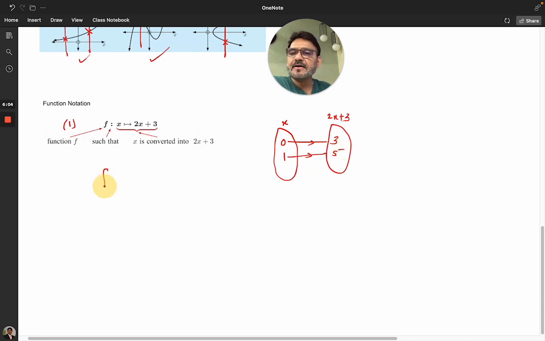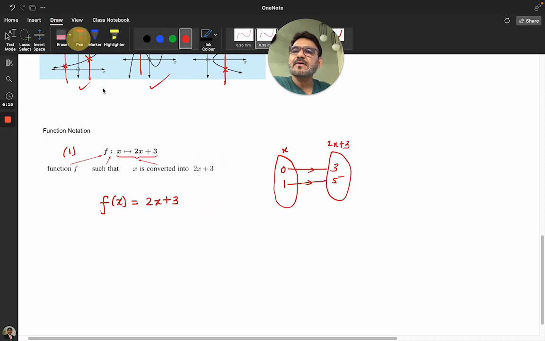This can also be written as, which we generally write, f(x) is equal to 2x plus 3. So function of x is 2x plus 3. So we can write like this as well. These are the different ways in which you can write a function. You can write like this, or you can write like this. You can also write a function as y is equal to 2x plus 3. All these mean the same thing. So this is how you can write a function.